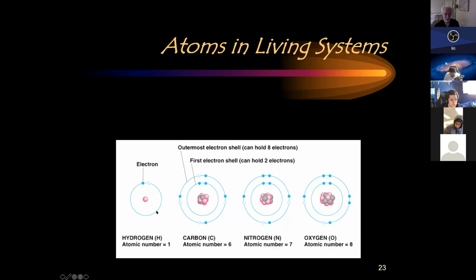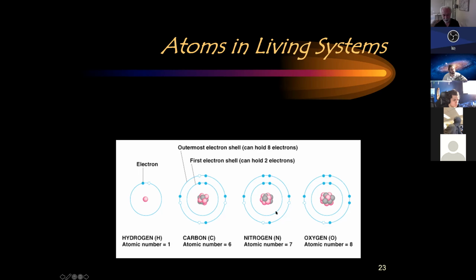So, atoms in living systems. Here we're back again with carbon, hydrogen, nitrogen, and oxygen. These are the 4 main elements in living things. Hydrogen is reactive because it's only got 1 electron and it would like another. Carbon is very versatile, very reactive with a lot of things because it has 4 electrons in its outermost shell and it wants 4.